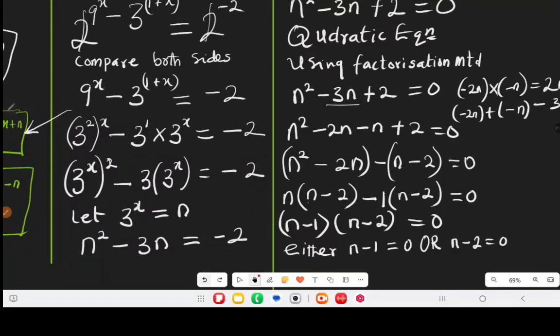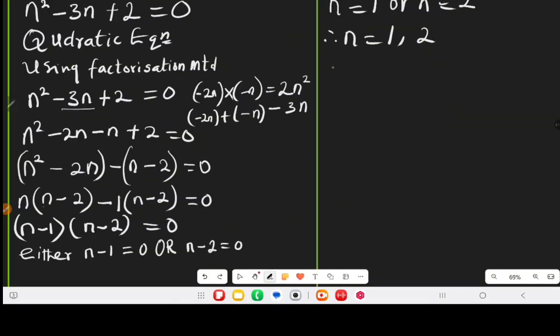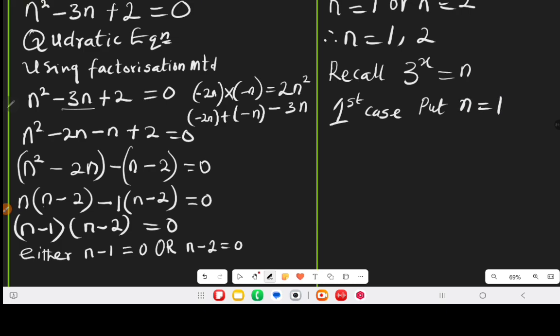to this point where we have 3 raised to the power of x equal to n. Recall, 3 raised to the power of x equal to n. First case, put n equal to 1. Then we have 3 raised to the power of x equal to 1. Whenever we see n, we put 1.